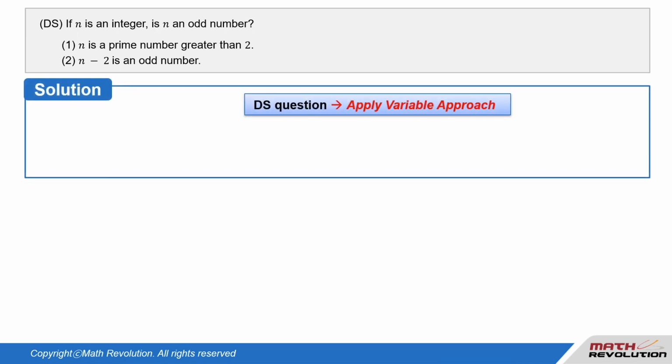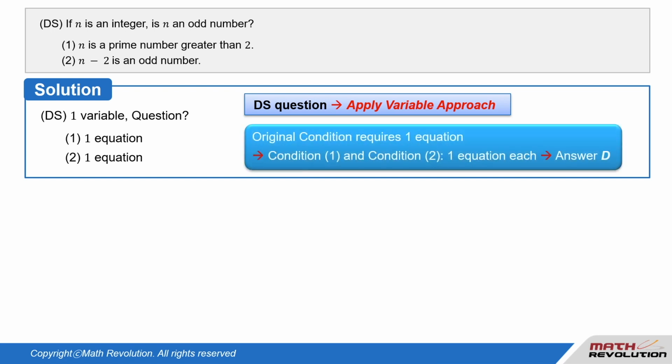Now we will solve this DS question using the variable approach. DS. One variable, question. Condition 1. One equation. Condition 2. One equation. DS question with one variable. Let the original condition in the DS question contain one variable.